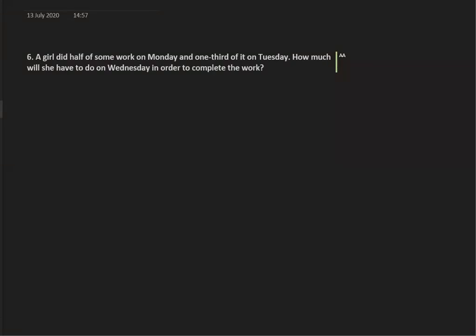Question 6. A girl did half of some work on Monday and 1/3 of it on Tuesday. How much will she have to do on Wednesday in order to complete the work? So students, first understand the question. For example, on Monday, she has done half of the work. Half means 1/2. Always remember, half means 1/2. So the question is saying the girl did half of some work on Monday and 1/3 on Tuesday.